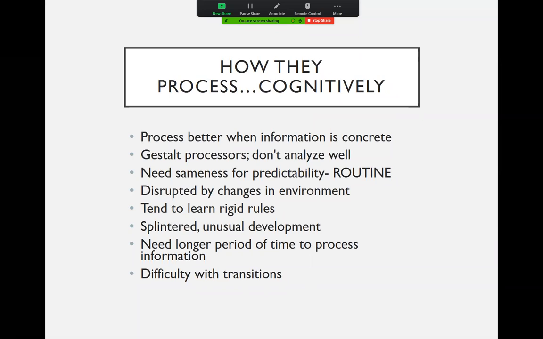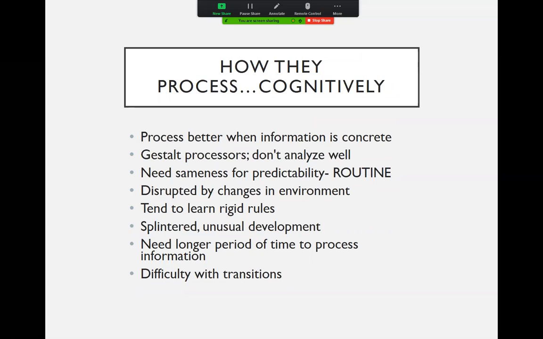The Gestalt processing, they don't analyze their situations well. They don't see the whole picture. As some people will describe it, they don't see the forest for the trees. They see every individual tree, literally. And they need sameness, and for predictability, they need that routine. That's something that we really see here a lot too, is we need a set routine, and a routine generally that's written with some sort of schedule so that we know what's going to happen next. Changes in the environment are very disrupting.